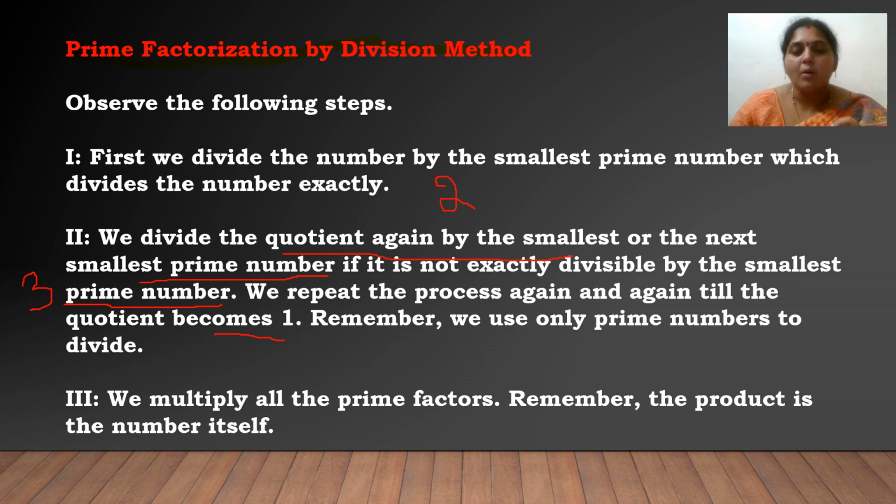We multiply all the prime factors. Remember, the product is the number itself. When you are doing the prime factorization method, you have to multiply all the prime numbers used in the division, whether 2 or 3 or 5. When you multiply all the prime numbers, you must get the product as your number itself, the one you have taken for factorization.